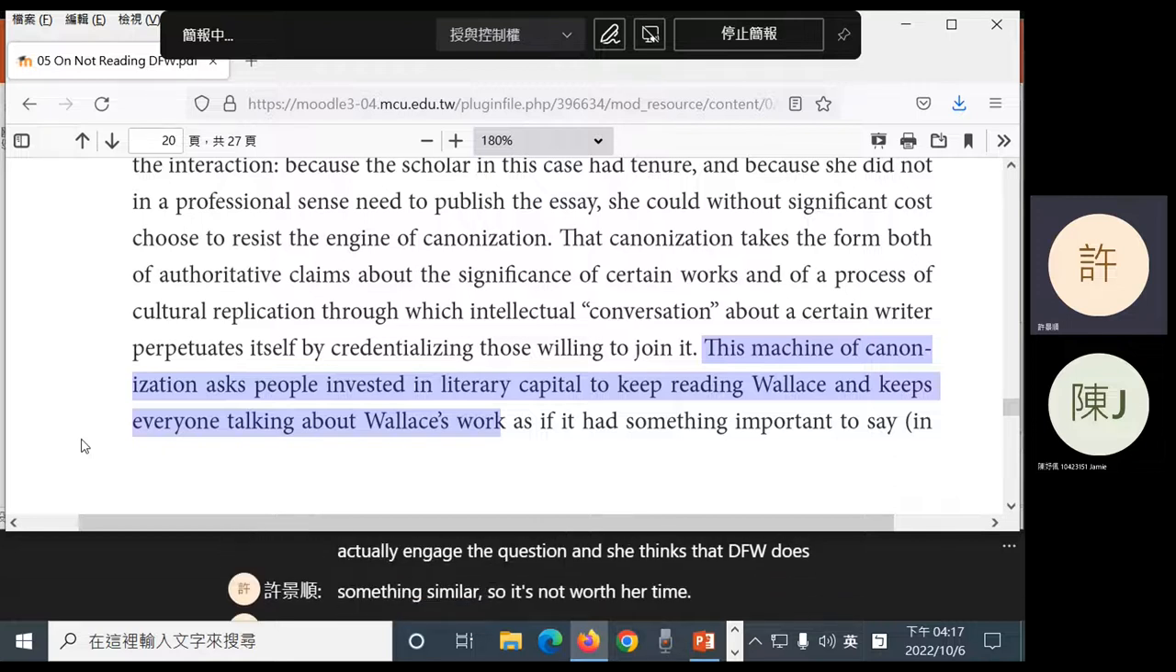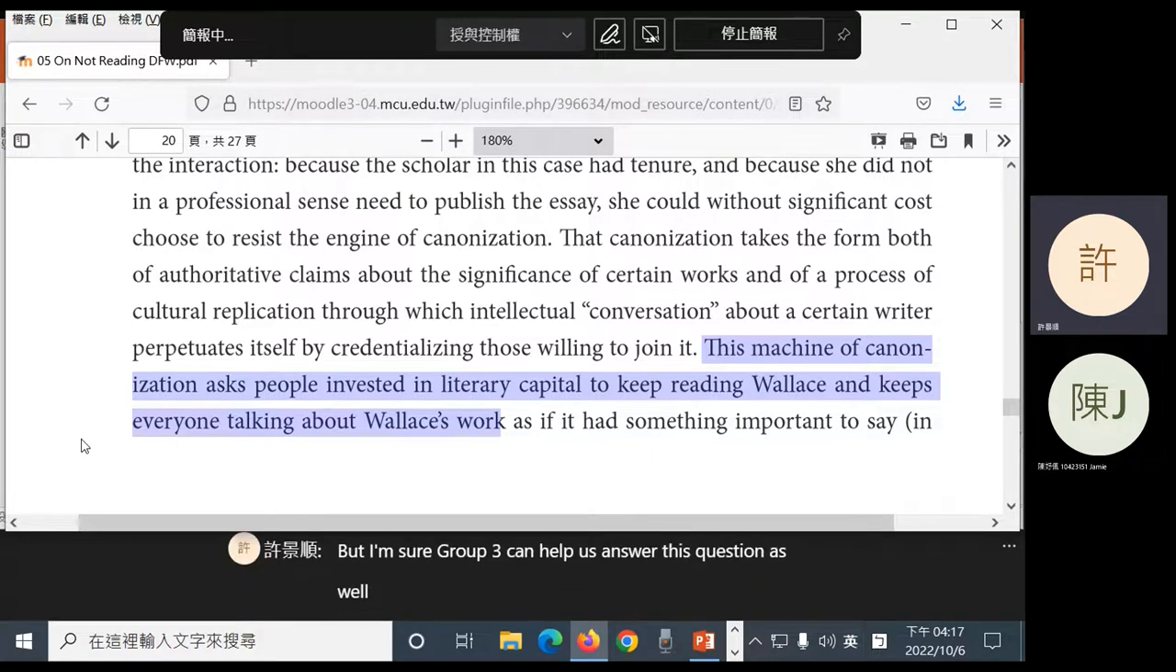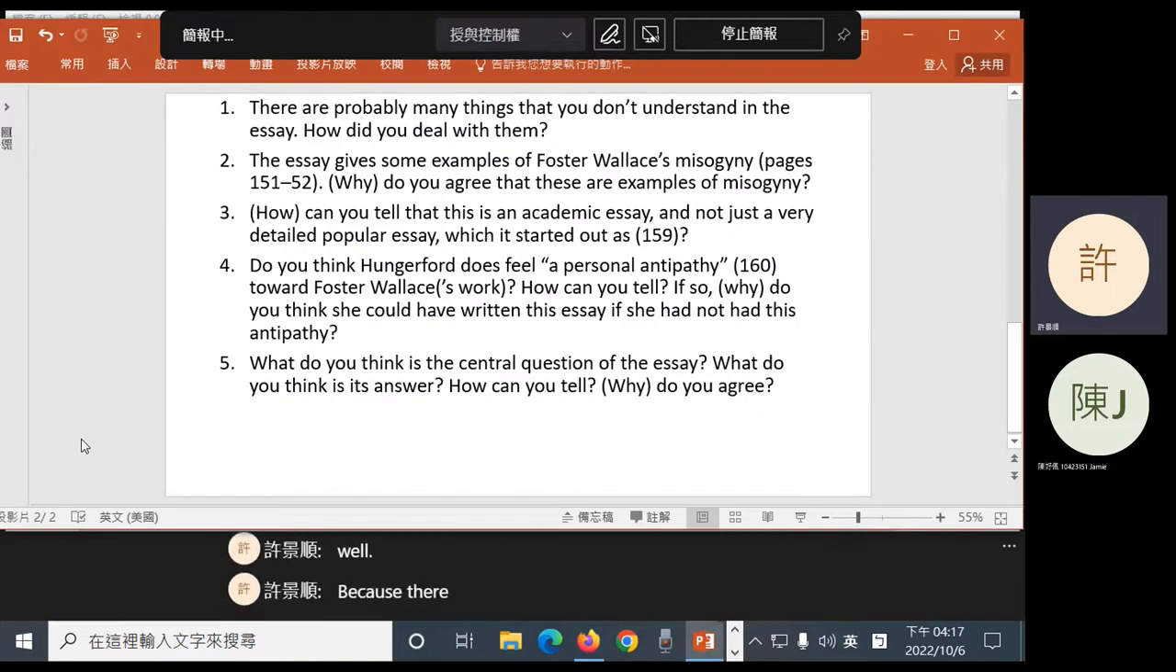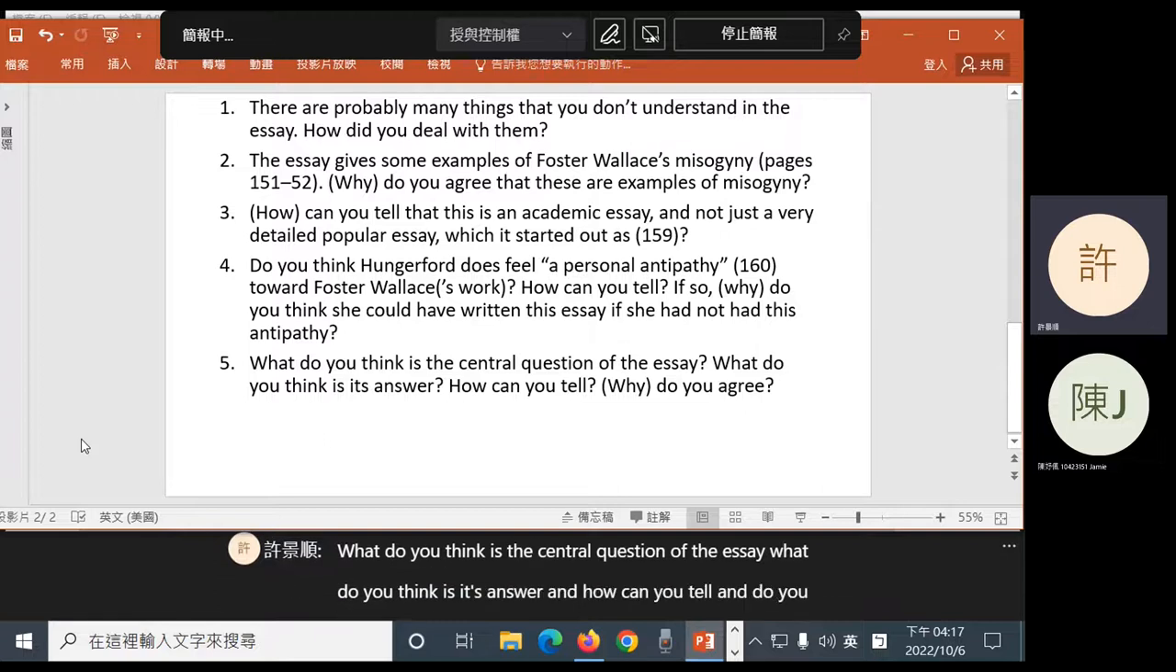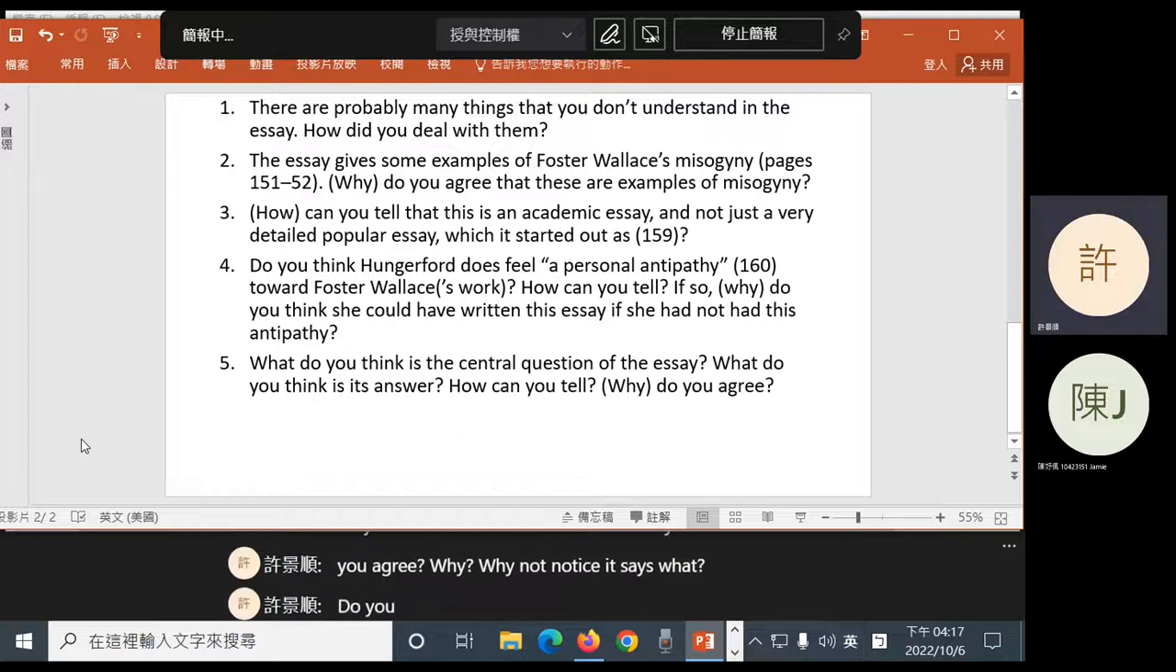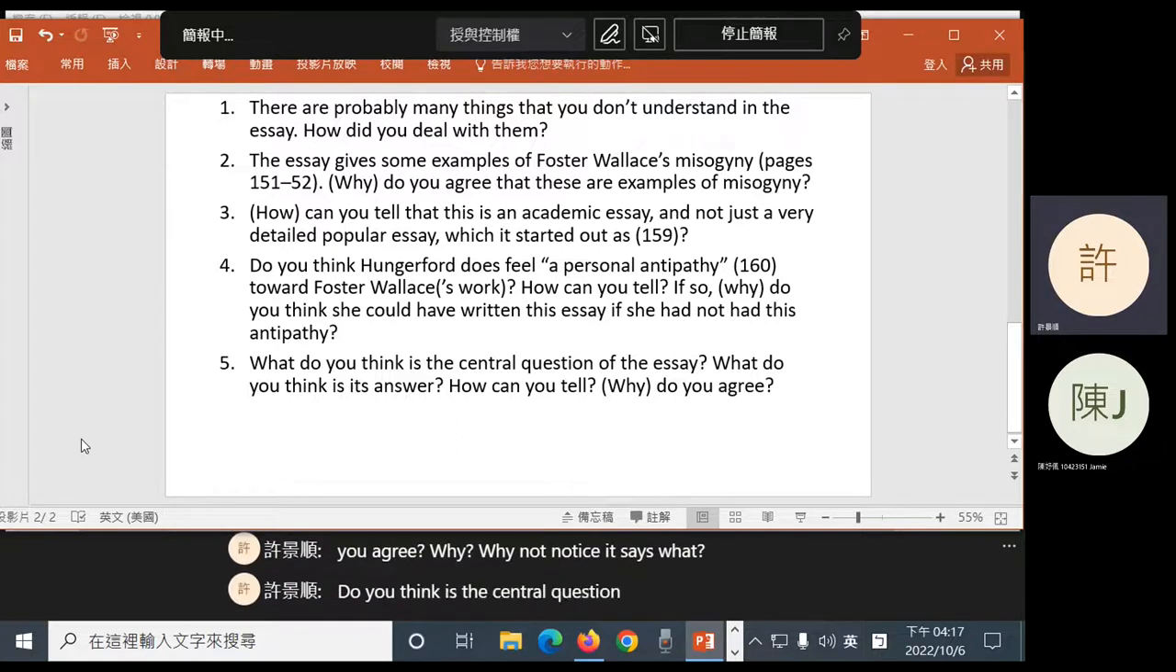But I'm sure group three can help us answer this question as well, because their question is number five. What do you think is the central question of the essay? What do you think is its answer, and how can you tell, and do you agree, why not? Notice it says, what do you think is the central question? Different people might have different ideas. So don't worry if your ideas don't agree with your classmates' ideas or with my ideas. We can talk about this. So group three, what do you think?